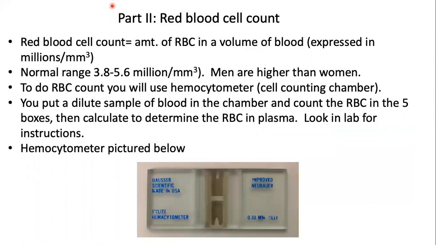The last one is a red blood cell count. So this is part 2. I actually took 2 labs and stuck them together. The red blood cell count is the amount of red blood cells in a volume of blood. Be careful, because this is expressed in millions per cubic millimeter. So you don't write your answer as 3,800,000 millions per cubic millimeter. It's 3.8 million per cubic millimeter, 5.6 million per cubic millimeter. Normal range, females 3.8 to about 4.5, and males 4.5 to 5.6, right?